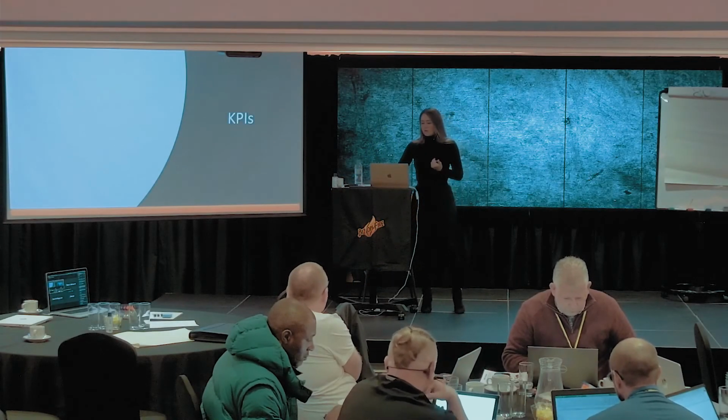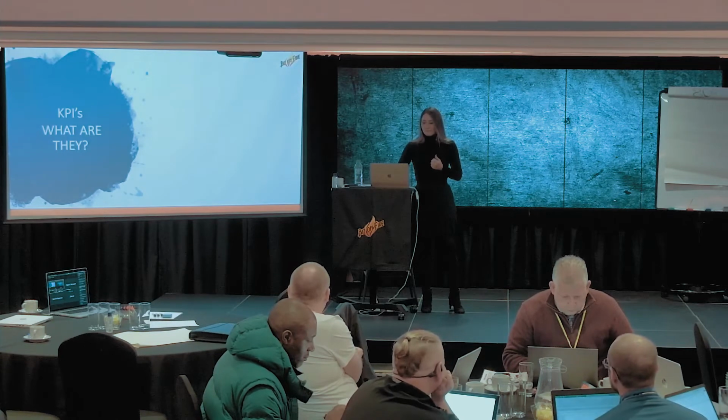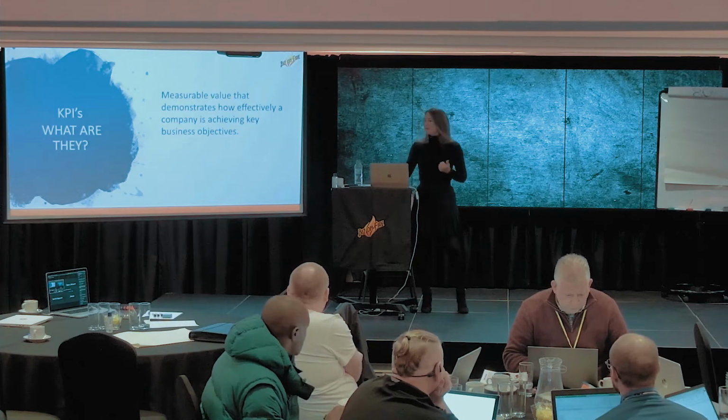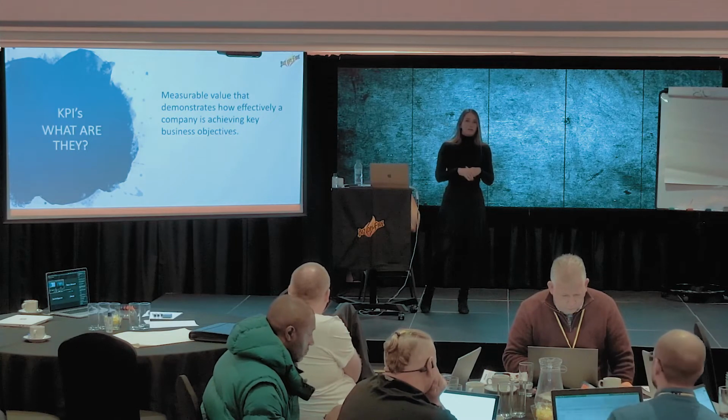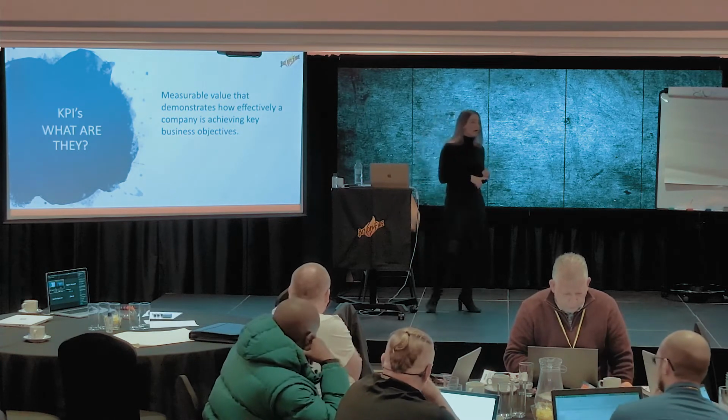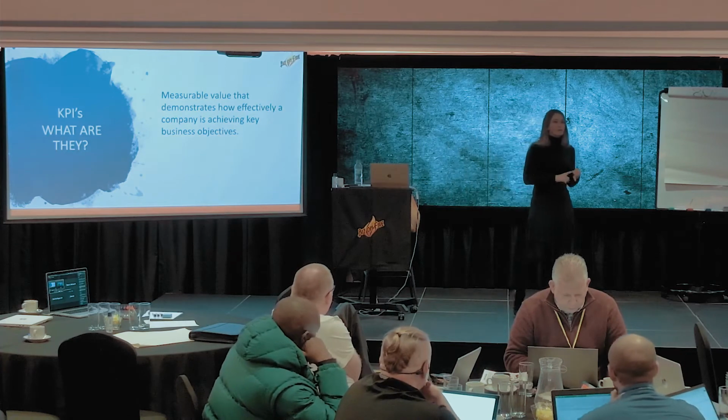Now, we touched on this already today. What are KPIs? They're the measurable value that demonstrates how effectively a company is achieving key business objectives. And like we've talked about a lot today, the scorecard. What are them things you need to know, them objectives?